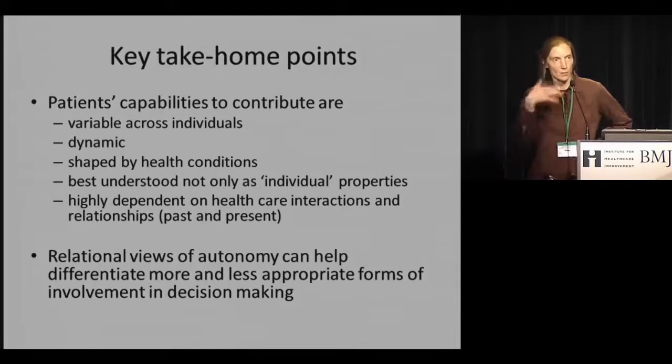And that, going back to the first half where we talked about involvement in decision making, reminds us that relational understandings of autonomy can help us differentiate between more and less appropriate forms of clinician support for patient involvement. They do this by encouraging us to attend to how what clinicians do affects people's capabilities to be their own person, to shape their own lives. Does their support help that, or does it hinder that, rather than focusing on autonomous choice?